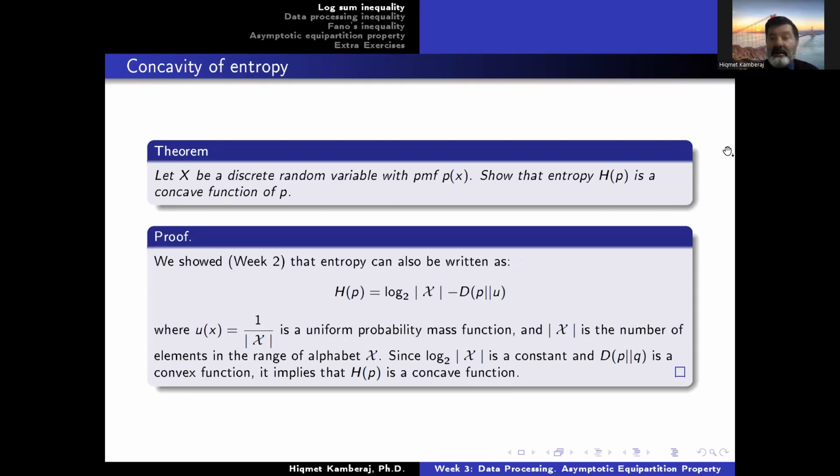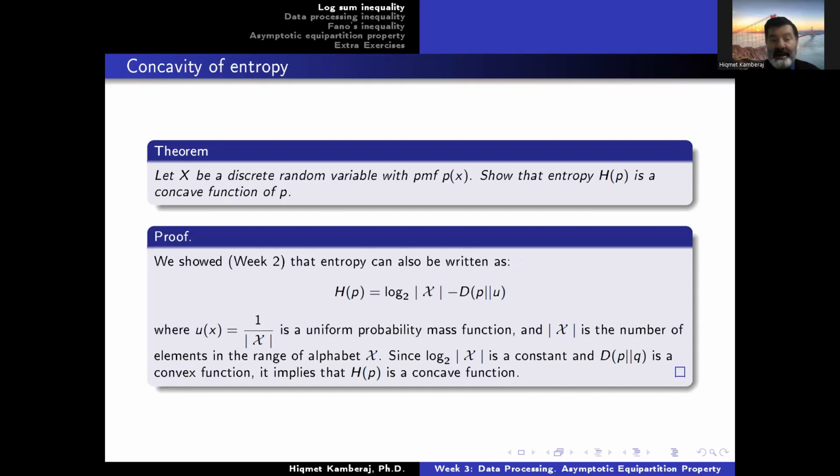Now we are going to check the concavity of the entropy itself. Let x be a discrete random variable with some probability mass function P of x. We want to show that the entropy H of P is a concave function of P.